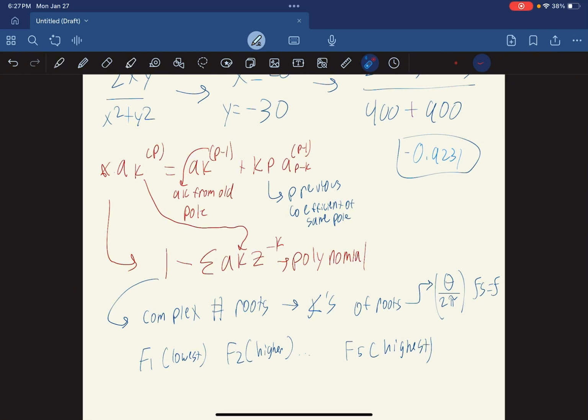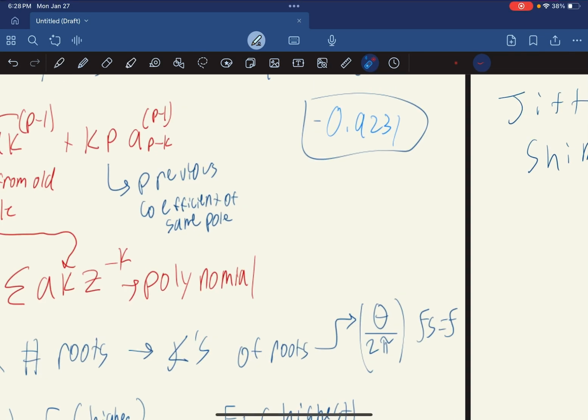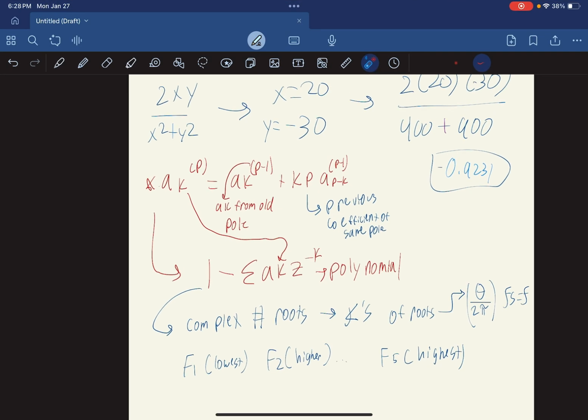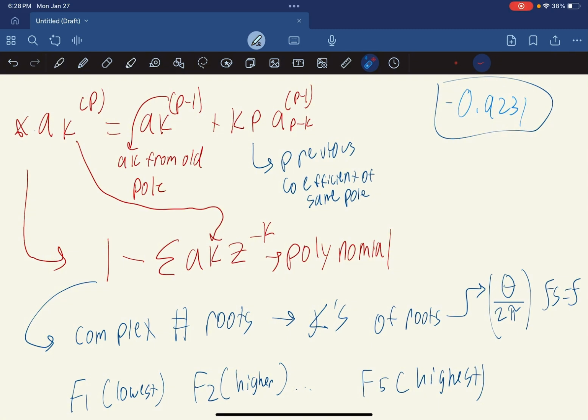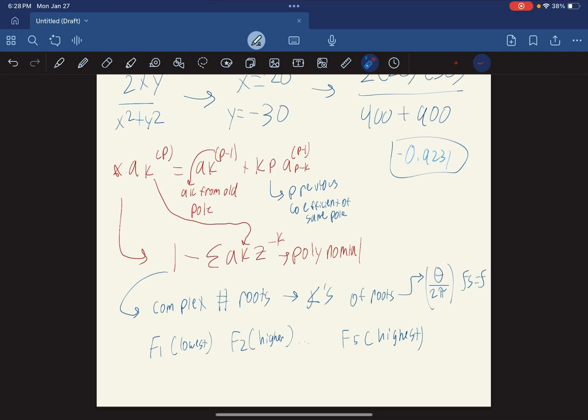Now, the roots of a complex polynomial are complex. So you'll have z1, z2, z3, and so on. You'll have z1 through z5 if you have a pole value of 10. So if you have a polynomial of 10 to 11 terms, you'll get something like 4 to 5 different roots.